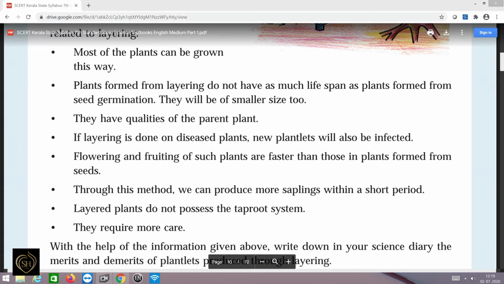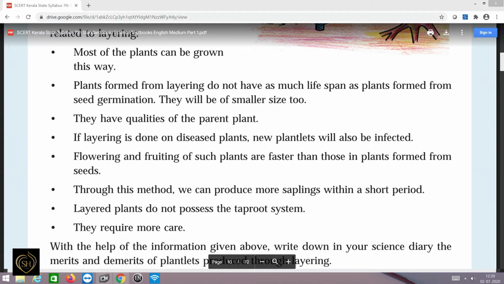The next merit is that through this method we can produce more saplings within a short period. That is another merit of layering, and these are the merits of layering. Then we can go through the demerits. Layering also has some demerits. Let us study what the demerits of layering are.